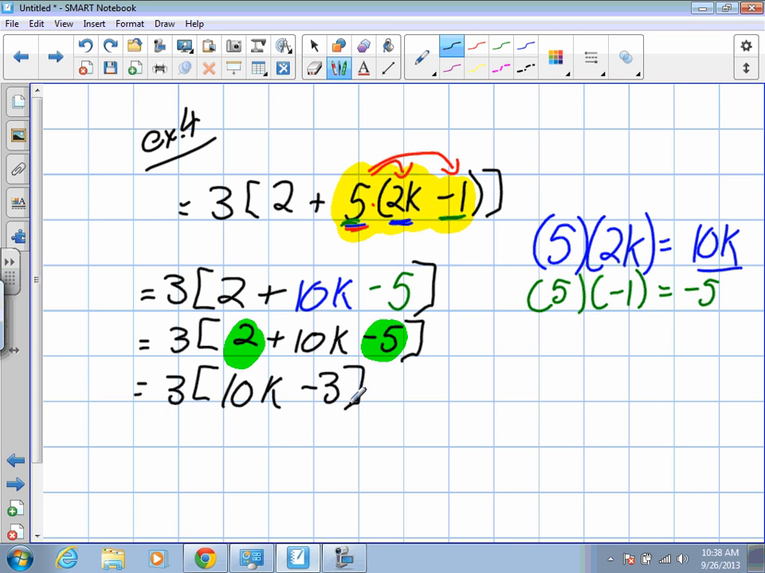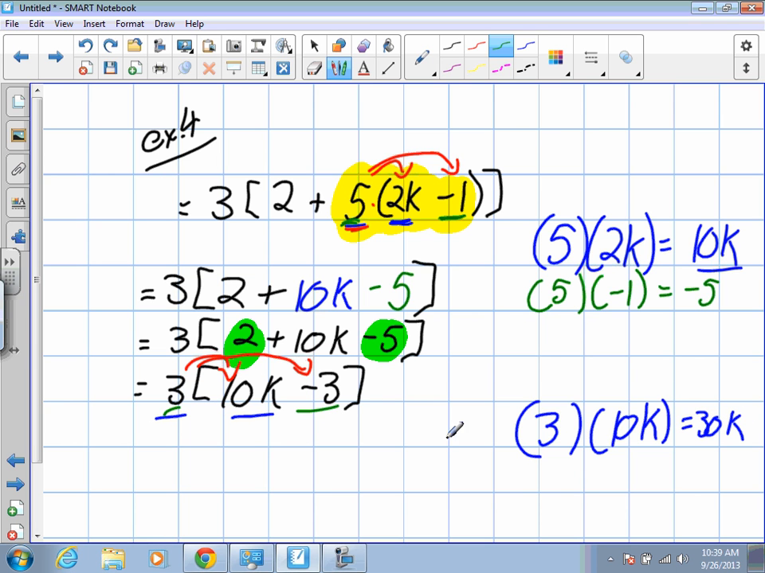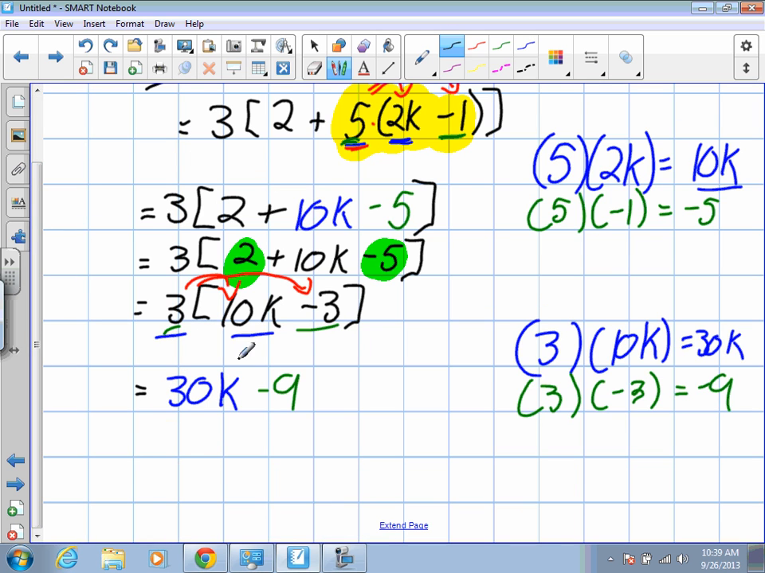I still, again, have to use distributive property. I need to take the 3 and multiply it by these two terms. We'll do it again on the outside. 3 times 10k, 30k. Good. And 3 times negative 3. Negative 9. Good. So now we rewrite everything here with the order that we solved this in. We have 30k minus 9. And that's it. We can't simplify any further. These are not like terms. This is as far as we're able to go.